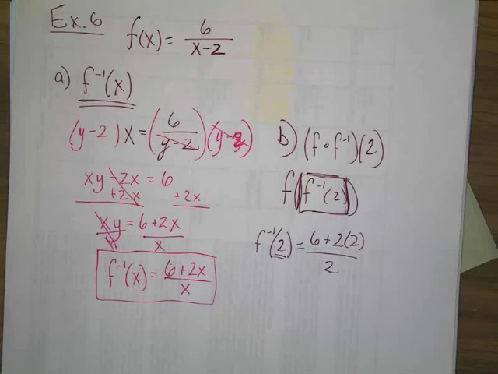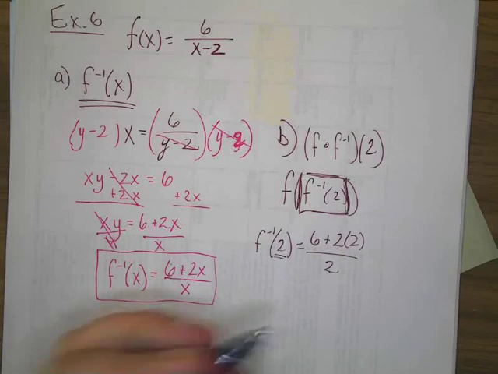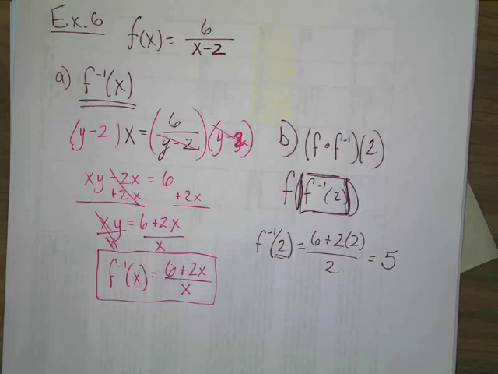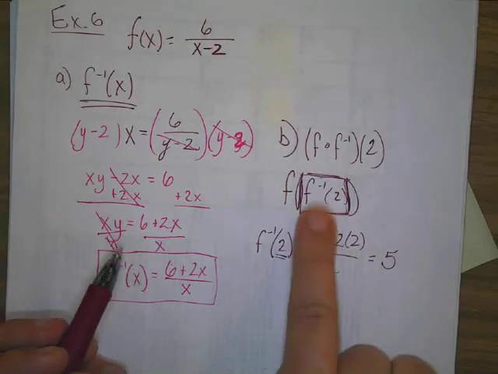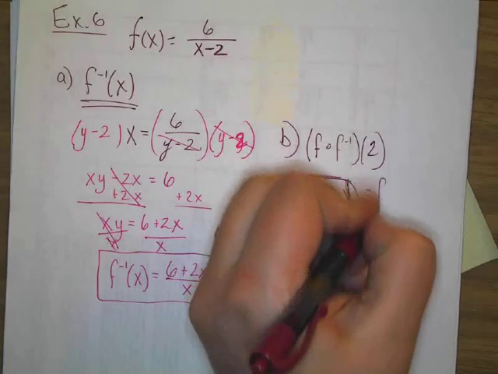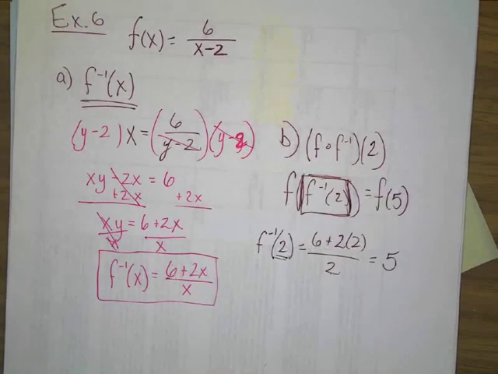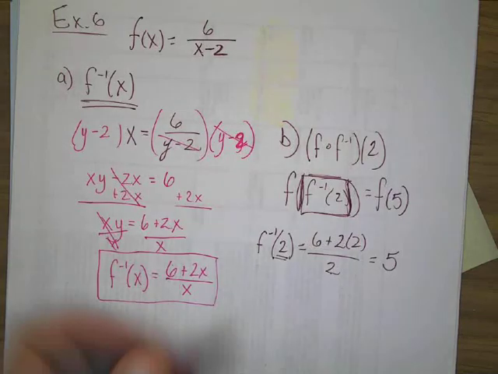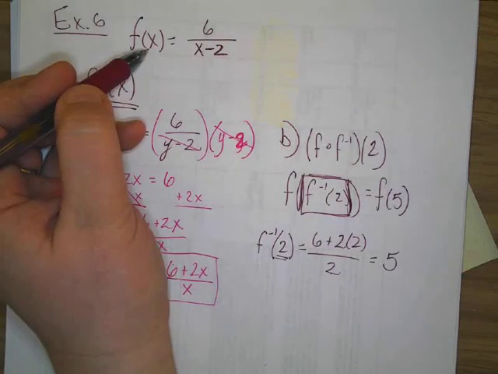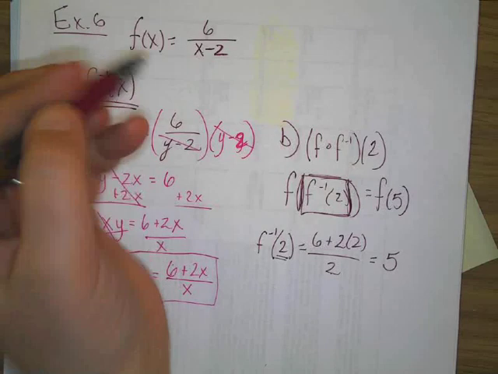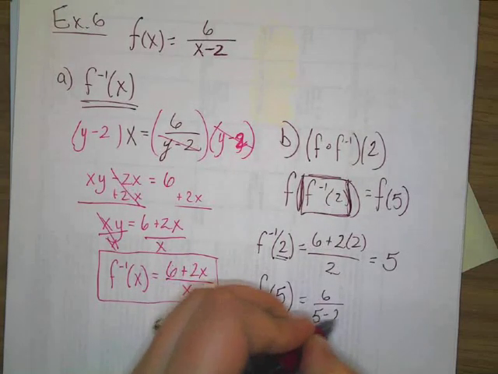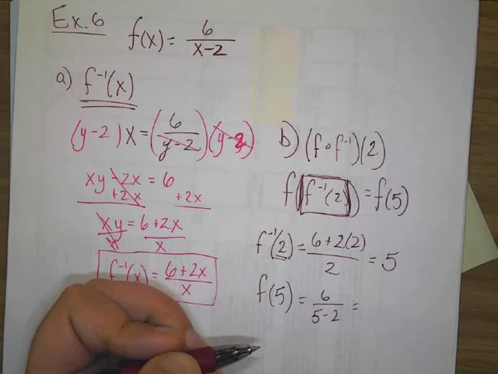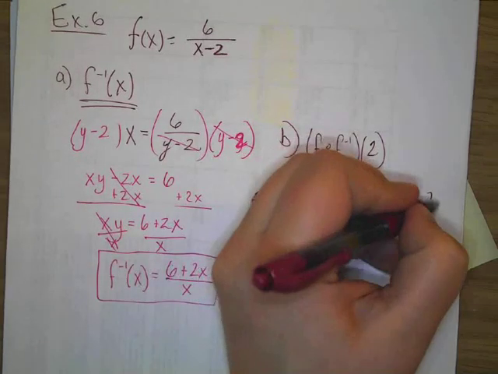What do you get? 5. 5? 5. And then what? Instead of f inverse of 2, what am I going to put in here? I'm going to put 5. So what we have now is we're looking at f of 5. So now I'm going to go to my f function and replace my x's with a 5. So 6 over 5 minus 2.